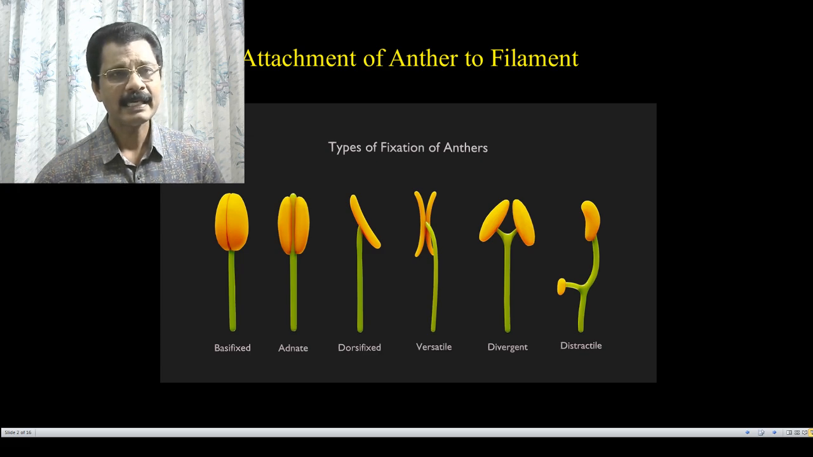Distractile anther. And in addition, sometimes you can see some appendiculate structure just above the anther lobes. We call it staminal corona, as in the case of Nerium. Staminal corona is also there. So these are all the various types of attachment of anther to the filament. Could you follow me?